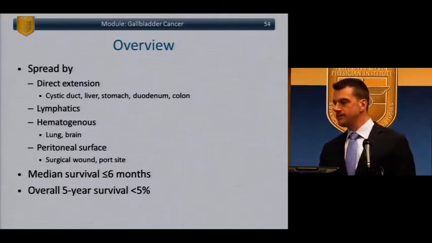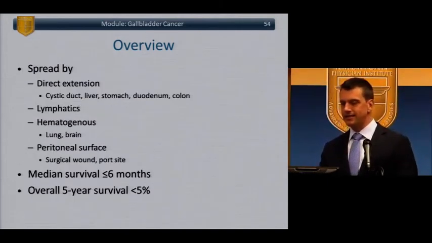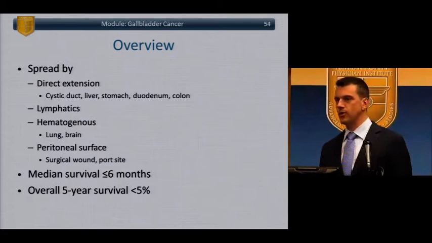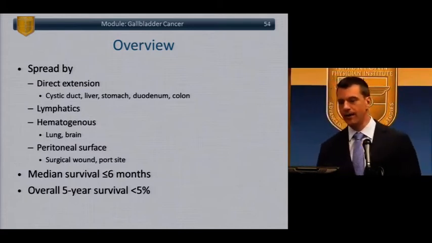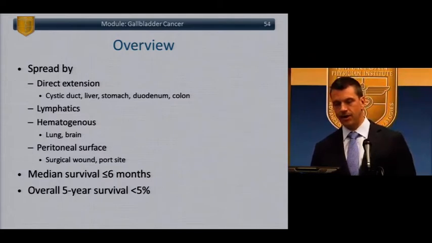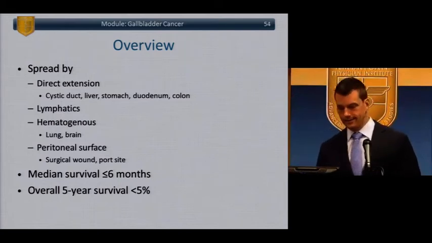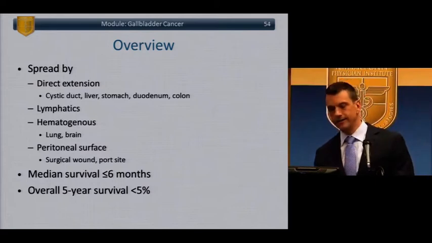It spreads usually by direct extension into the cystic duct, the liver, stomach, duodenum, colon, any of the bystanders. It can also spread by the lymphatics, which is why nodal dissection is required. There can be hematogenous spread, so both the lung and the brain, and then the peritoneal surface will also become affected, usually at your surgical wound or your port sites. Median survival is less than 6 months. This is a bad actor. Overall, 5-year survival is less than 5%.